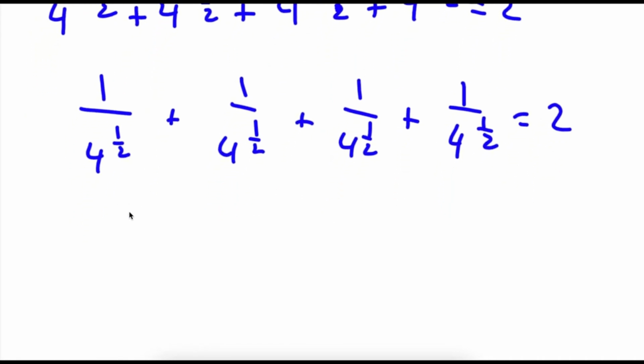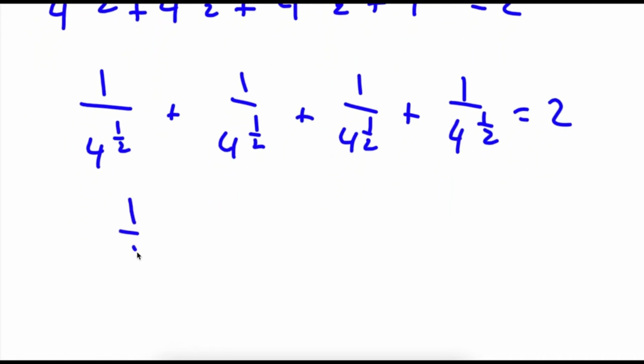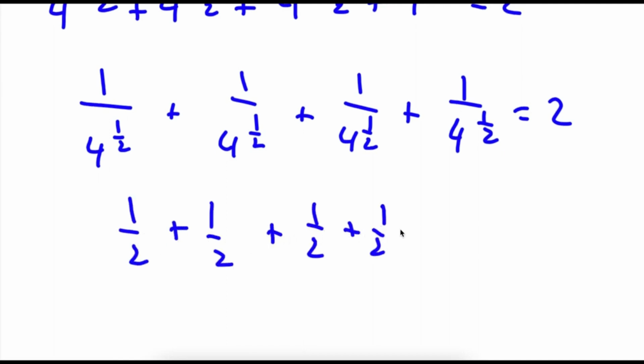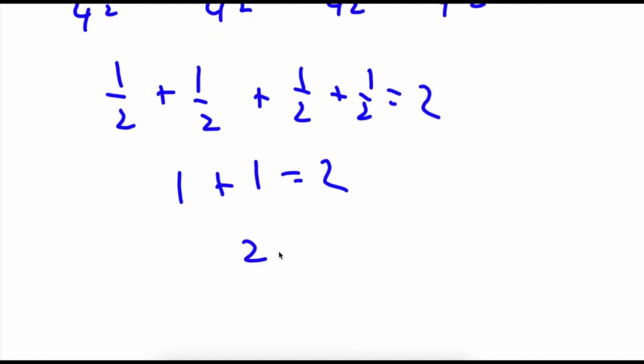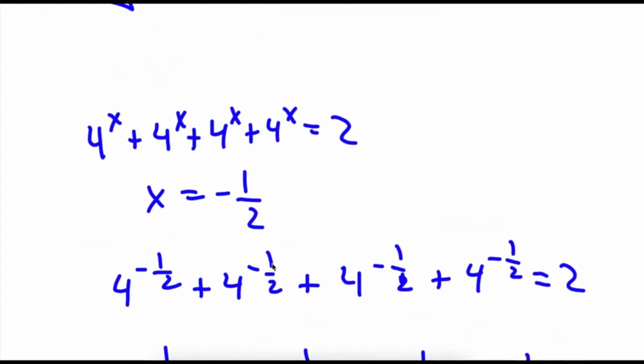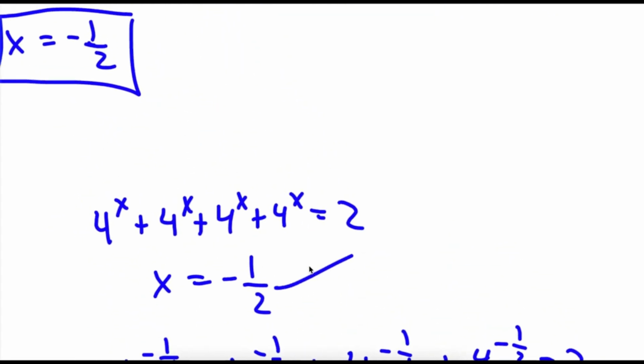4 to the power of 1/2 is the same thing as the square root of 4, which is 2, so I have 1/2 plus 1/2 plus 1/2 plus 1/2 is equal to 2. 1/2 plus 1/2 is 1, so I have 1 plus, again, 1/2 plus 1/2 is 1, is equal to 2, and 2 is equal to 2, and because this is right, our solution is right.